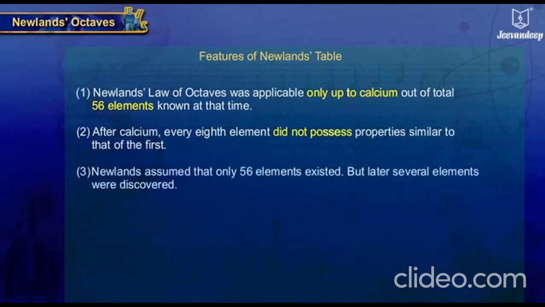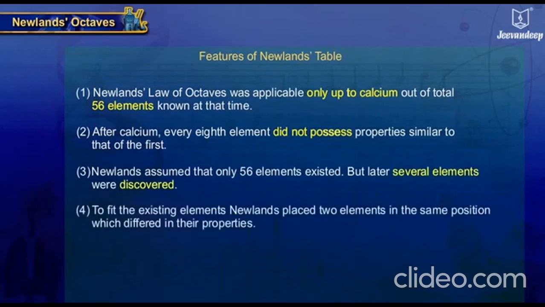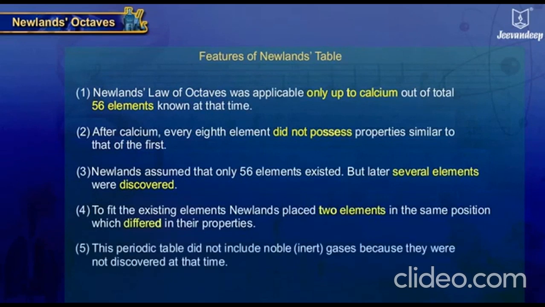3. Newland assumed that only 56 elements existed, but later several elements were discovered. 4. To fit the existing elements, Newland placed two elements in the same position which differed in their properties. 5. This periodic table did not include noble or inert gases because they were not discovered at that time.